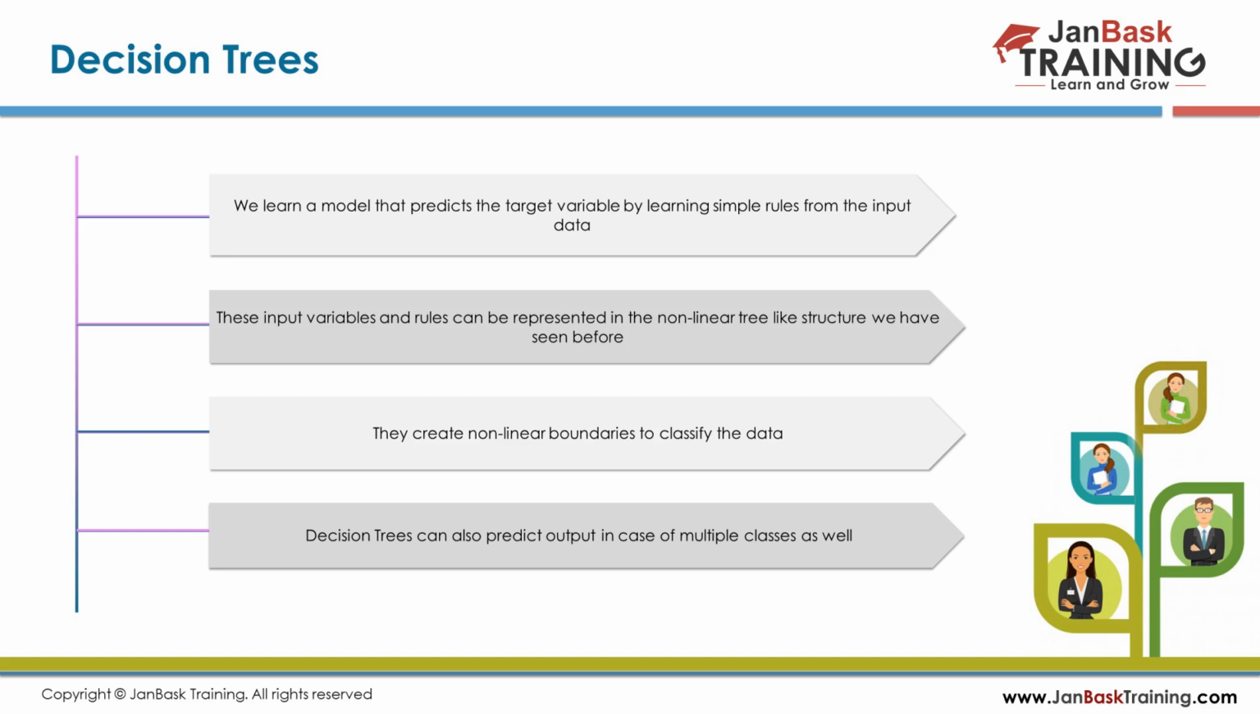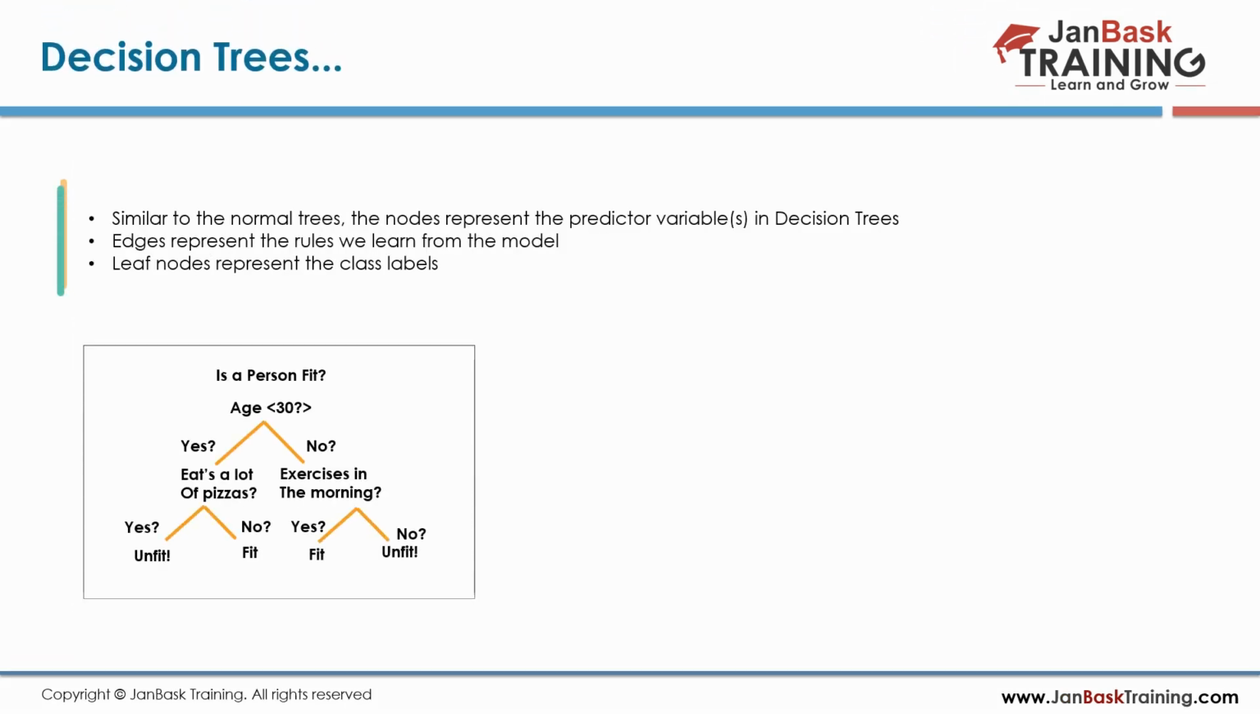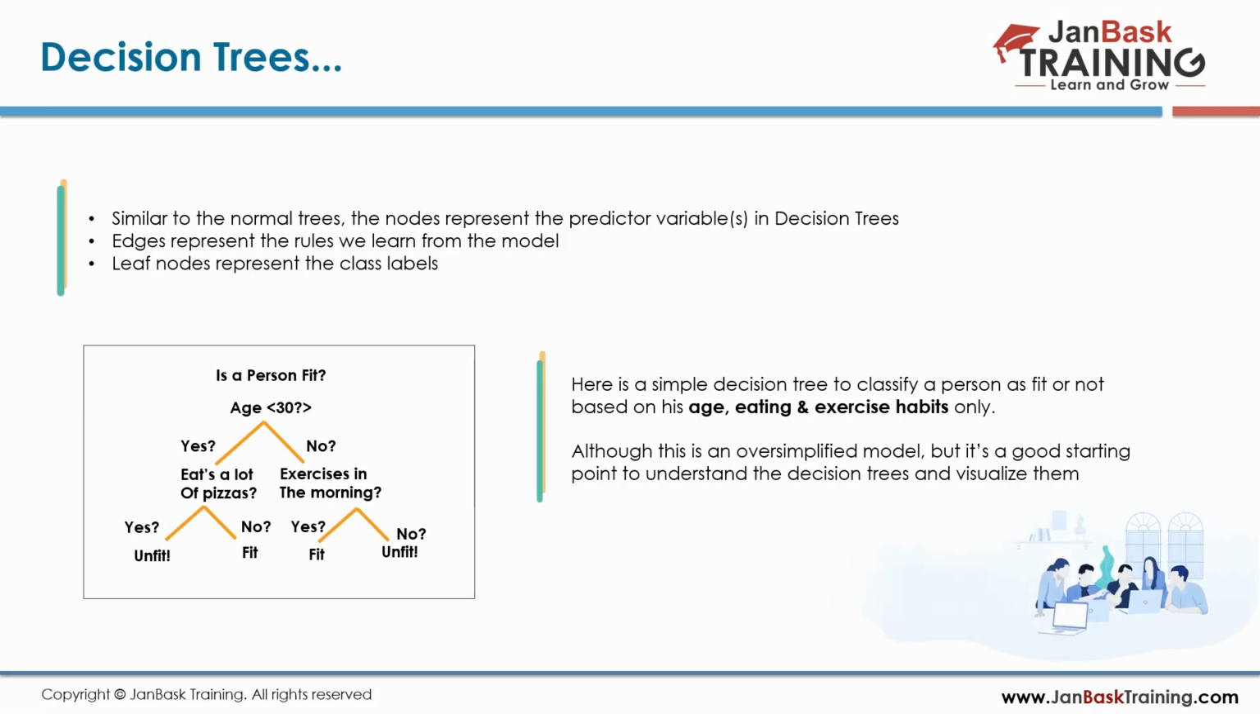Nothing to worry about it. You need not do anything. The same way, you divide X train, Y train, you train it, you give your X test, and the machine will predict. Similar to normal trees, the nodes in the decision tree represent predictor variables, edges represent the rules, and the leaf nodes represent the class label.